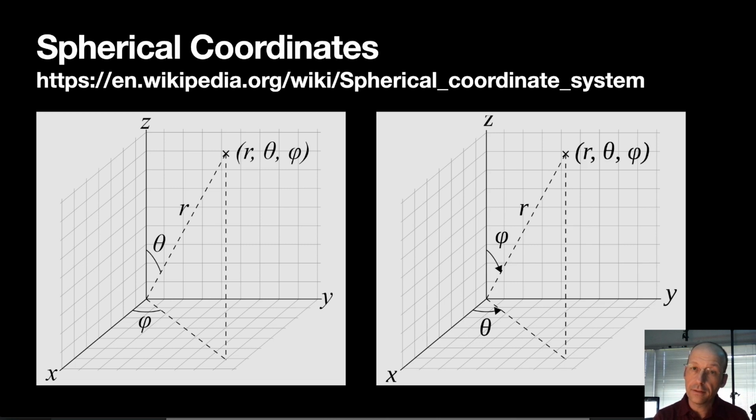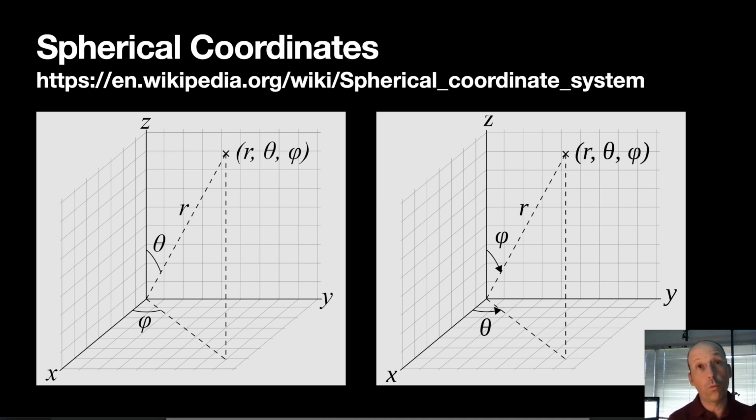But wait, you could also do it this way, and some people do. The difference is that in this case, the angle in the xy plane is theta, and the angle from the z-axis is phi. So they switch those two angles. There's another third version, which uses the variable rho instead of r.